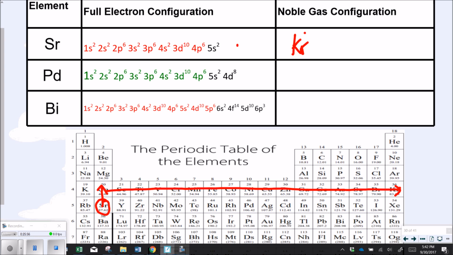So you write the symbol for krypton in a square bracket. Then you go back to the level where your element is, or the period where it is, and you start writing the electron configuration as if you were starting at that point. So that is 5s, and we have 5s1, 2 for strontium. So 5s2, I have reached strontium and I can stop.